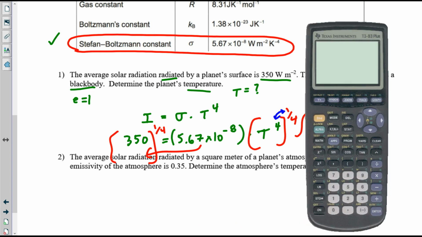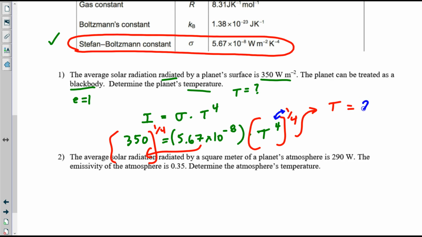So we get out our calculator. We do 350 over 5.67 times 10 to the minus 8. That's huge, and we take that and we raise it to, I think I misspoke, we raise our answer to the power of 0.25, or 1/4. 280 is the absolute temperature.